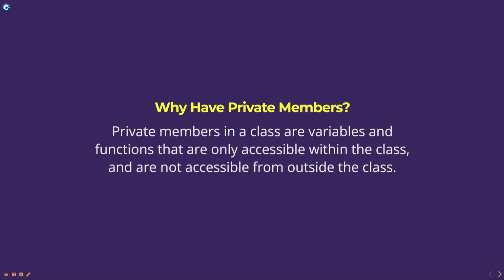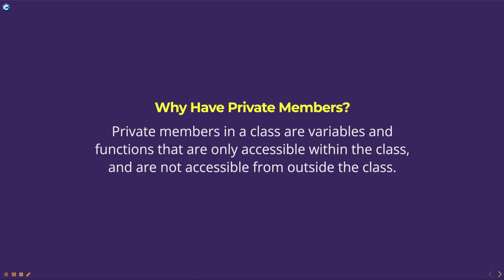By limiting access to the private members of a class, you can also make changes to the implementation of the class without affecting the code that uses the class, as long as the class's public interface remains the same. This can lead to more maintainable and flexible code, as changes to the class can be made more easily without impacting other parts of the code base.